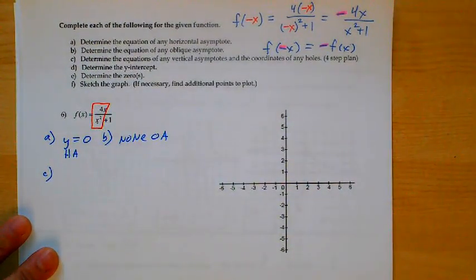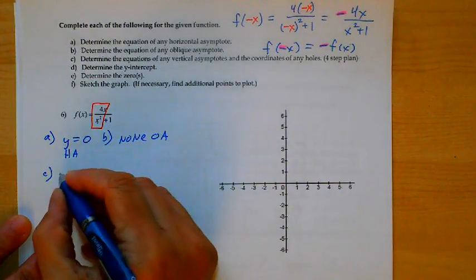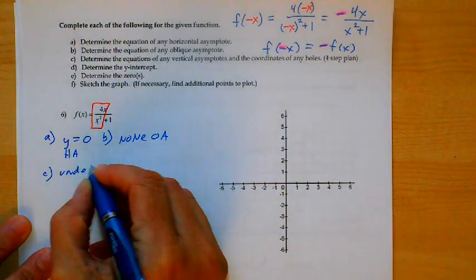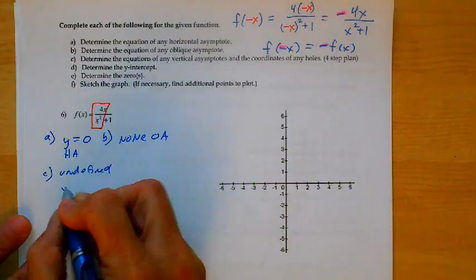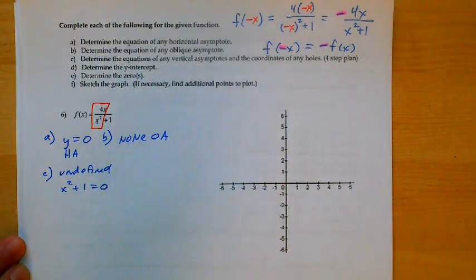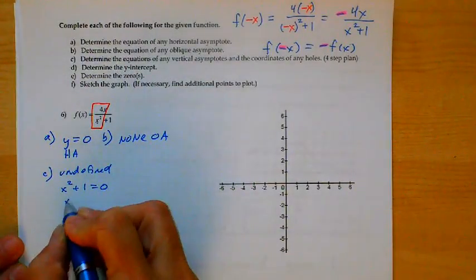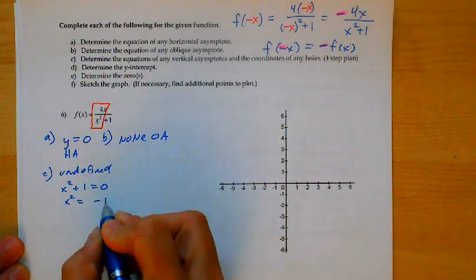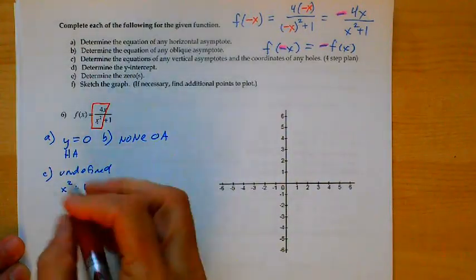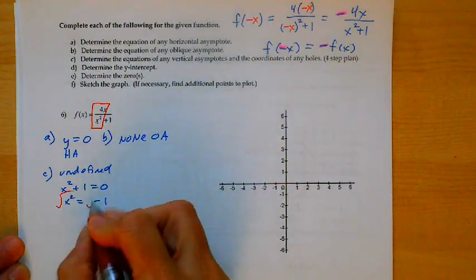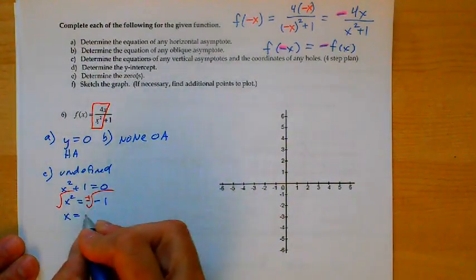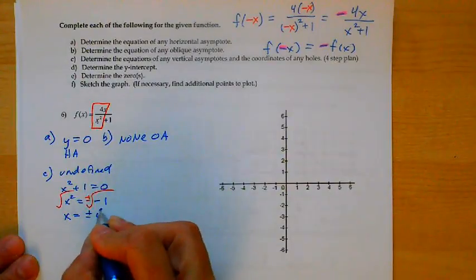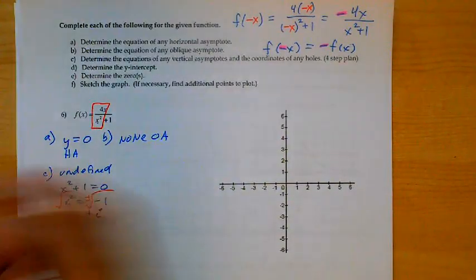We want to find the undefined values so we can determine if they become vertical asymptotes or holes. Okay, we'll try our best to set the denominator equal to 0. We can even move the 1 over, and we can even square. Don't forget the plus or minus, yeah. But what we're going to get out of that is an imaginary number, not real.